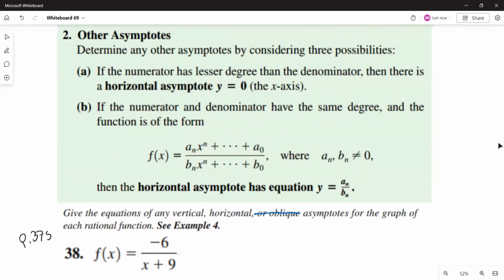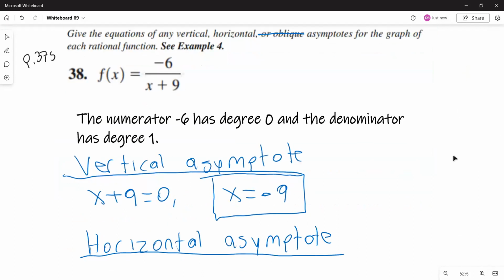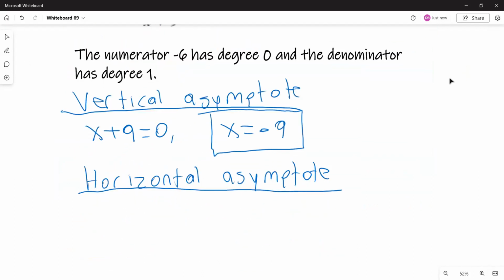To find the horizontal asymptote, if the numerator has lesser degree than the denominator, then there is a horizontal asymptote, y equals 0. The numerator has degree 0 and the denominator has degree 1. So the horizontal asymptote is going to be y equals 0, because the degree of the numerator is less than the degree of the denominator.